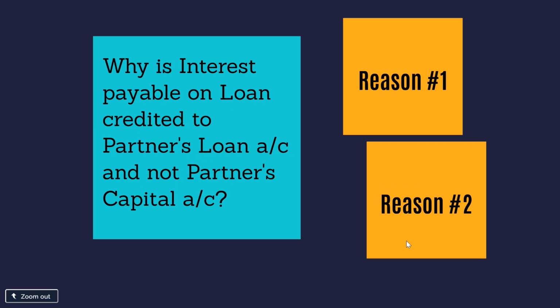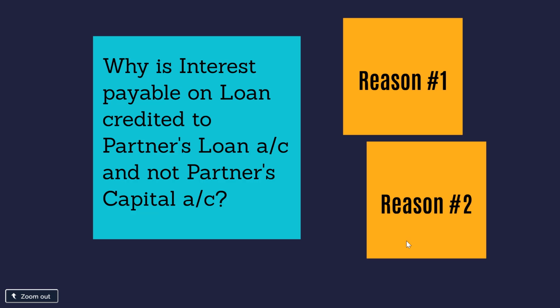Now, when we looked into the journal entries which are specific to partnership firms, we learnt that where the interest on loan is payable, the journal entry is interest on loan debit to the partner's loan account. Now, why is this interest payable on loan credited to the partner's loan account and not to the partner's capital account? Anyway, it belongs to the partner, so why cannot we credit it to the partner's capital account? Why should it be credited only to the partner's loan account?